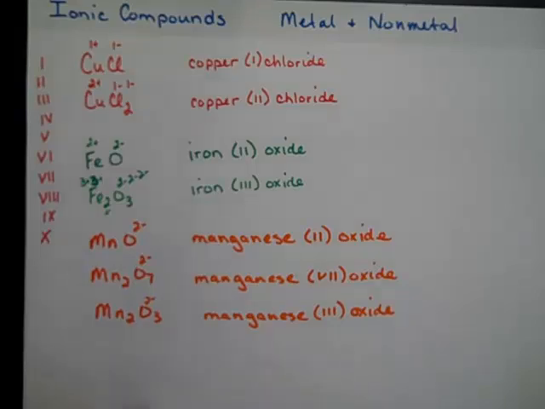Okay, so our transition elements. We need to make sure that we are looking at what it's bonding with. The negatives aren't going to change. Those are not transitions. Chlorine will always be a -1. Oxygen will always be a -2. The negative elements do not change their charges.